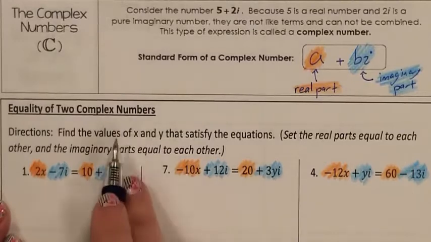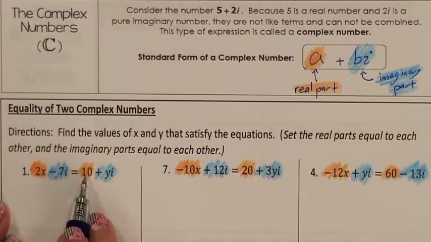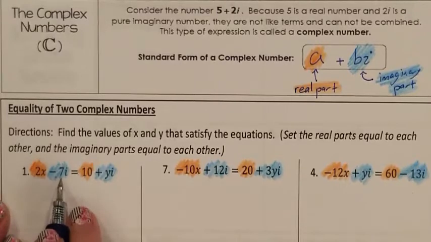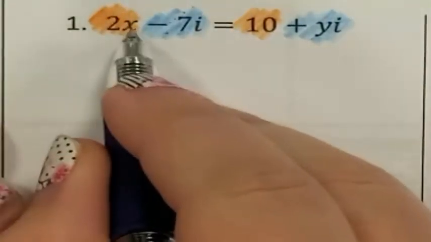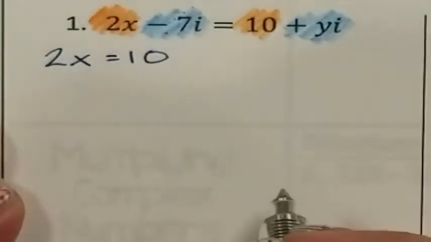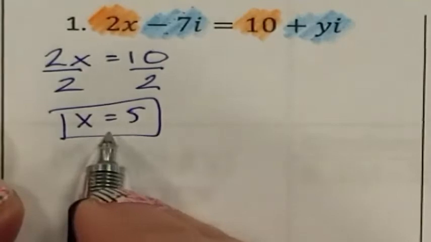If I want to find the values of x and y, you're going to set real equal to real, solve for that variable, imaginary equal to imaginary, and solve for that variable. Let's take a closer look. So problem number 1. This real is supposed to weigh the same amount as that real. So 2x is supposed to be equivalent to 10. I have one variable left. We're going to solve for that variable. Divide both sides by 2. I have x equaling 5. So I found the value of x.